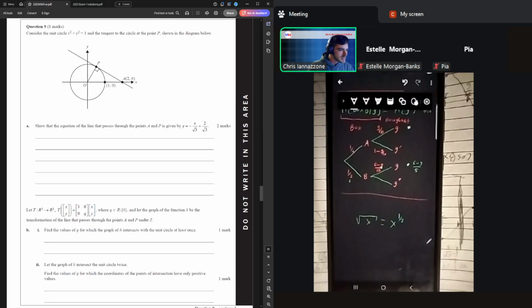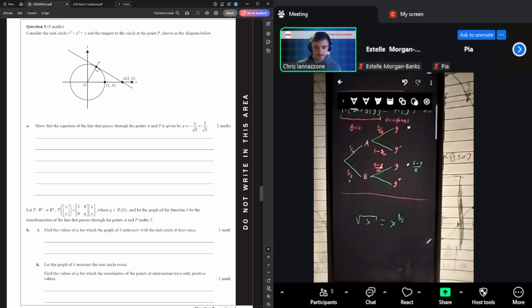This was a nasty sequence of questions. When we get to B, I'll fix this up for you guys because matrix is no longer in the study design. But we'll start with 9, or 9A rather.